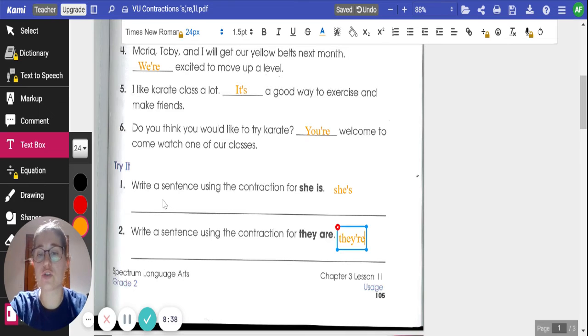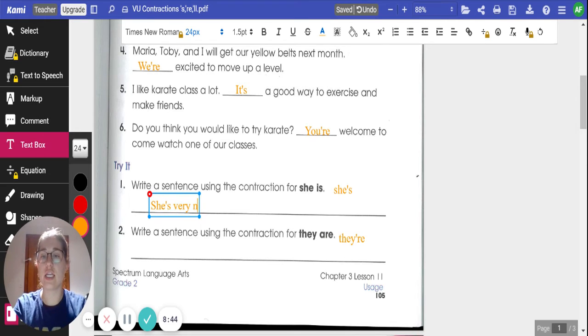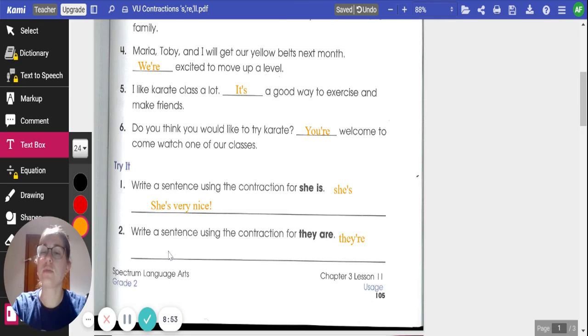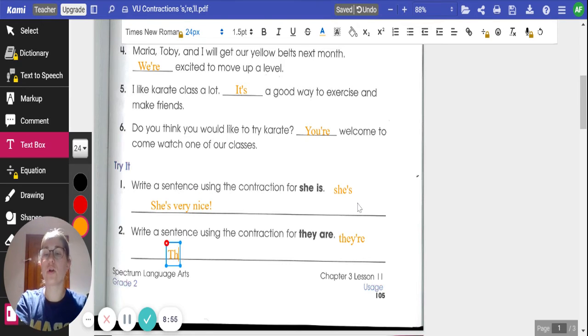Write a sentence using the contraction for she is. I could say she is very nice, but I would say she's very nice. Number 2, we're using they are, which is they're. I'm going to say they're going to the mall tonight.